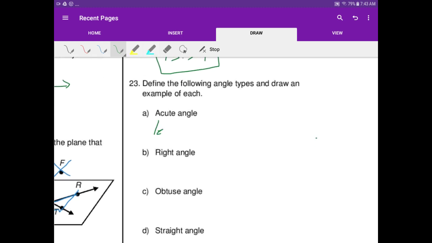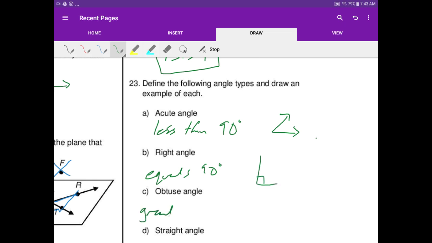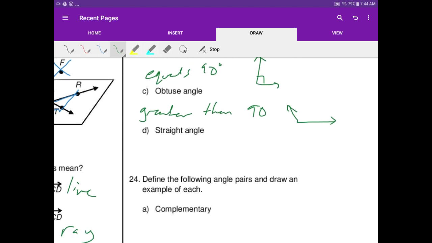Acute is less than 90. Looks like that. Right equals 90 degrees. Looks like this. Obtuse is greater than 90. Make arrows on this just for funsies. Straight angle equals 180 degrees.